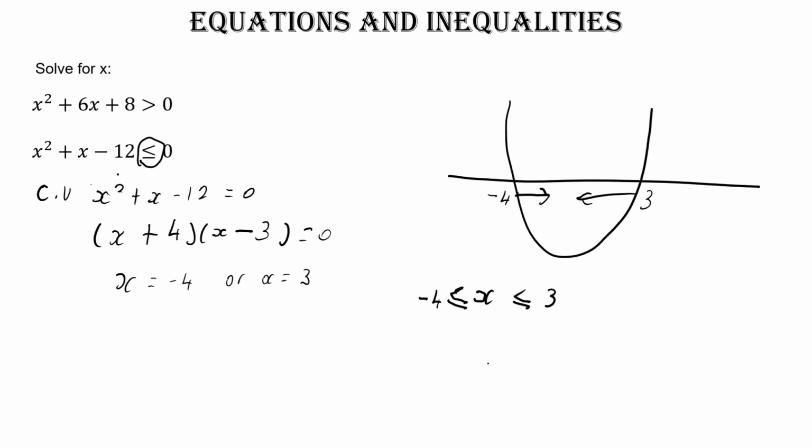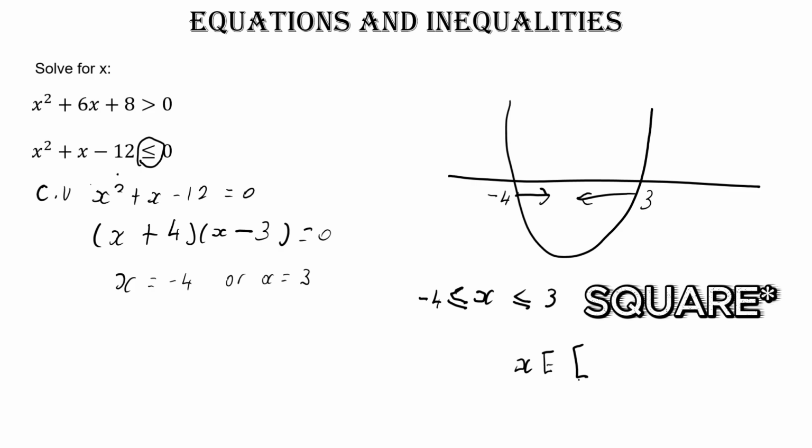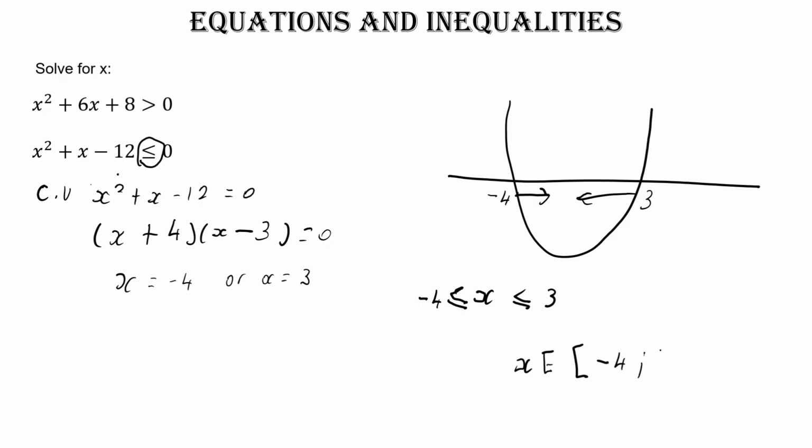Or if you want to use set notation, you can say that x is an element of. Then you put square brackets because you're including the numbers, right? You're going to include it. Start with the smaller one, negative 4, and you're going to end off with 3. And you end off with a square bracket.